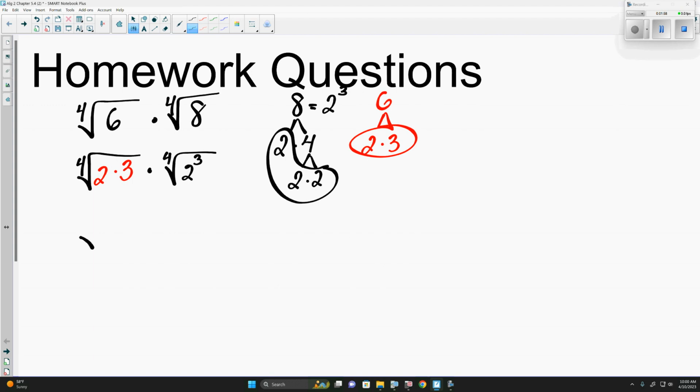Now if we multiply both of these together, we have 2 times 2 to the third, which is 2 to the fourth. And then we have times 3. Now with doing that multiplication, the fourth root of 2 to the fourth is just 2.